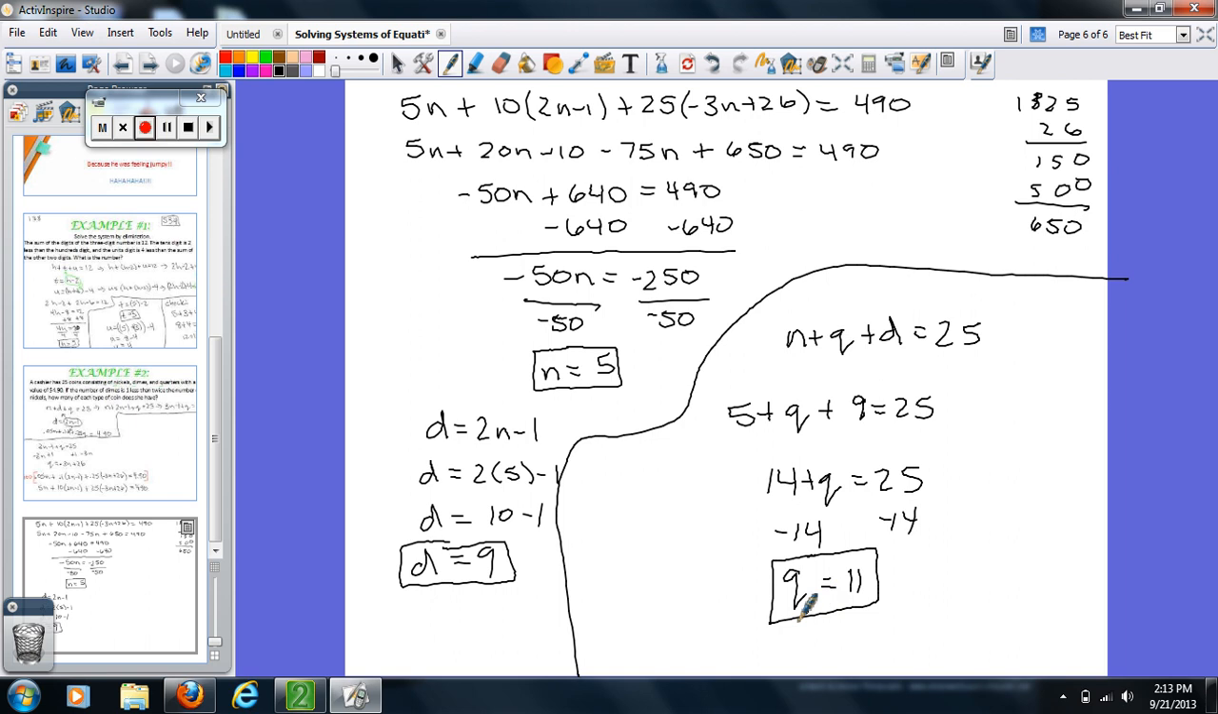And then you can always check your answer. So our answer should be, and you're always going to put these in alphabetical order when you do them as a point, it would be 9, 5, 11. 9 dimes, 5 nickels, and 11 quarters. Okay? So that would be the answer, or you can leave them separate and just have it as nickels 5, dimes 9, quarters 11. It doesn't matter which way you do it.